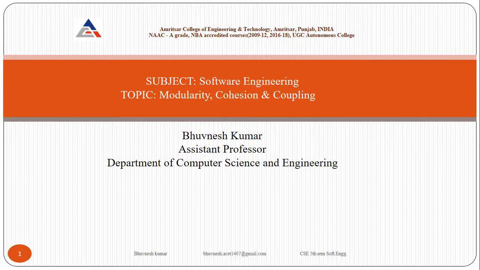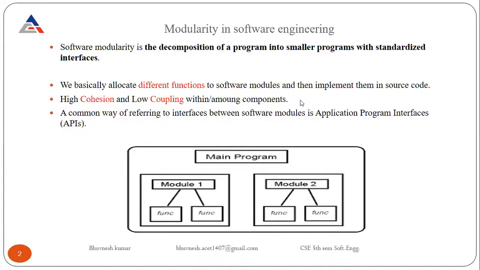Modularity means you are dividing your project into different modules. Or you can say that you are decomposing your program, a complete program, that is your project or your software. That software program or source code is decomposed into different modules. That is the simple definition of modularity: software modularity is the decomposition of a program into smaller programs with standardized interfaces. It means you are dividing your complete project into modules.